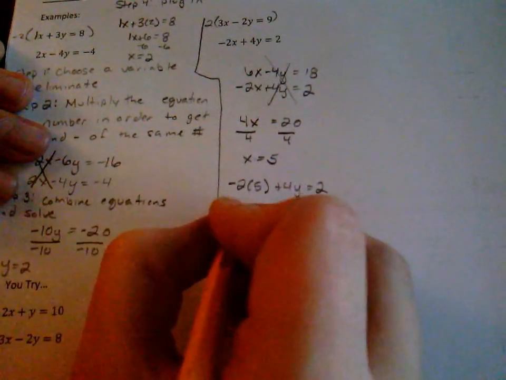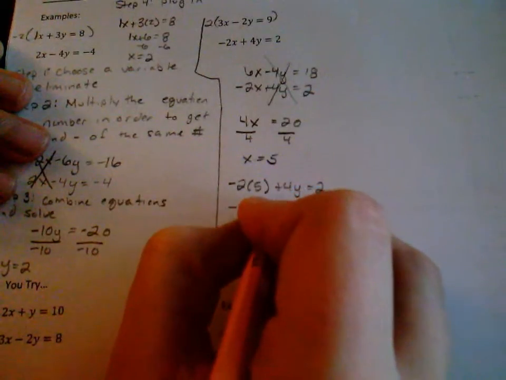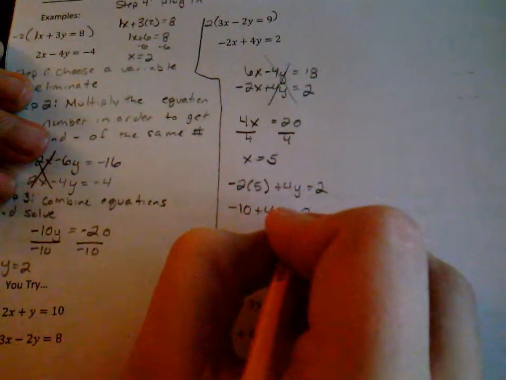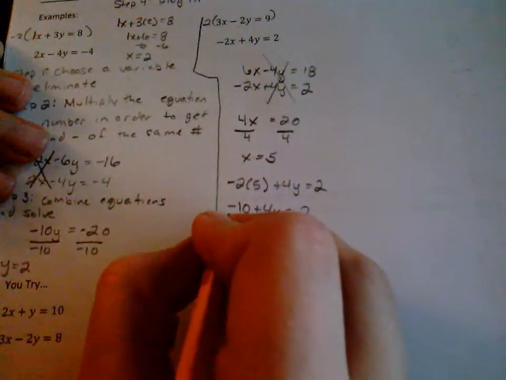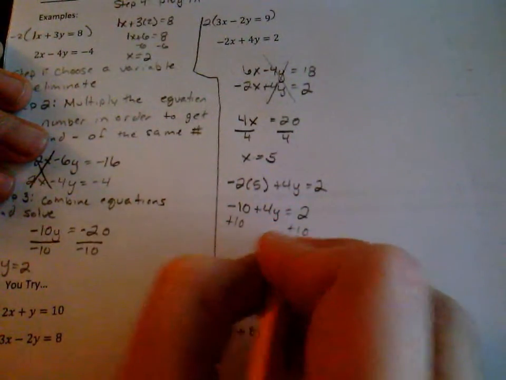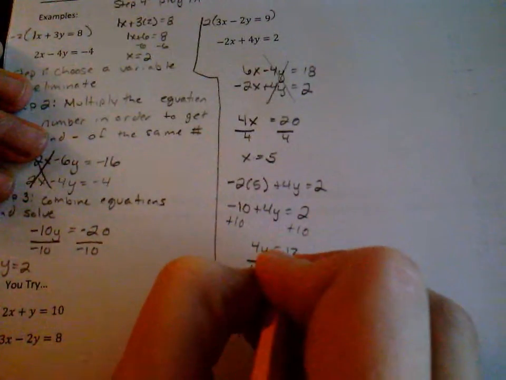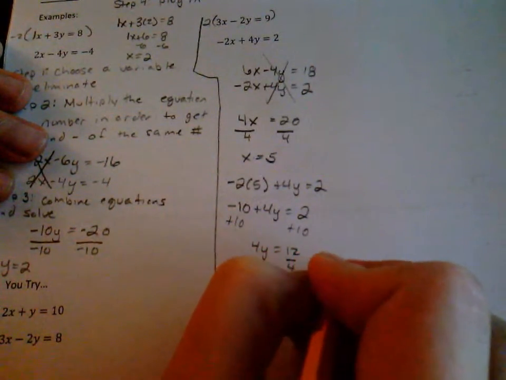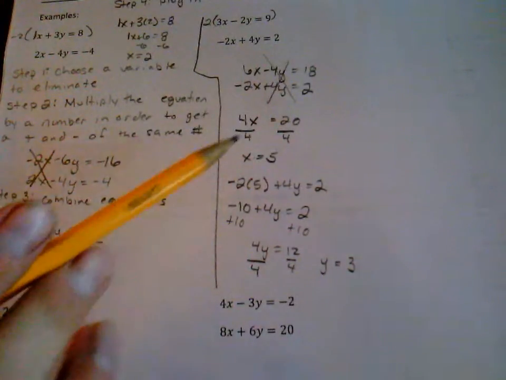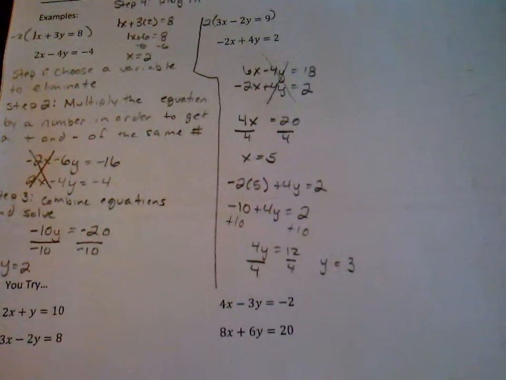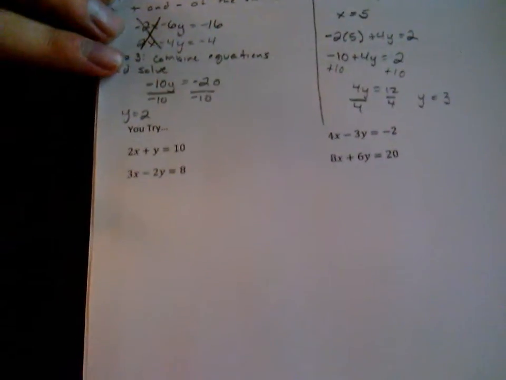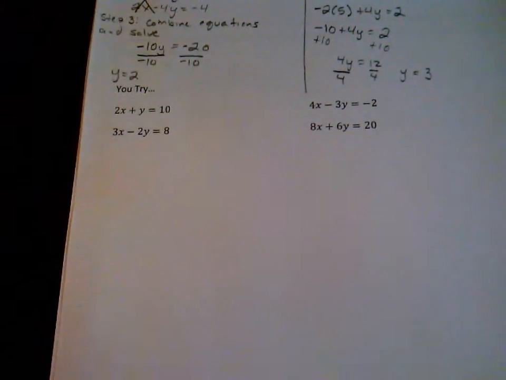Or negative 2 times 5 is negative 10 plus 4y equals 2. Solve. 4y equals 12. Divide by 4. Y gives me 3. Okay, so x is 5, y is 3. If you understand this, go into the 2U tries. If not, pay attention as I go over them and then see if you can try them on the worksheet.